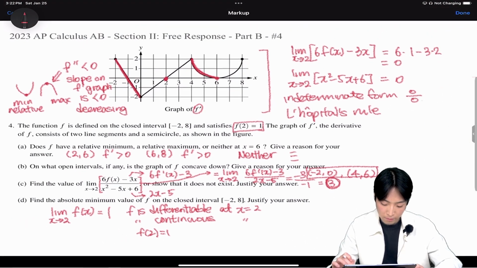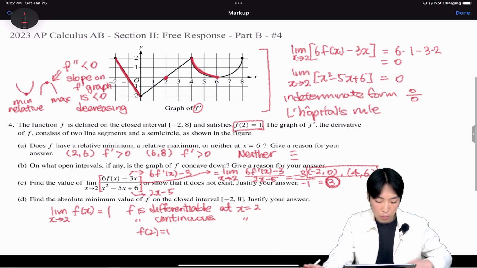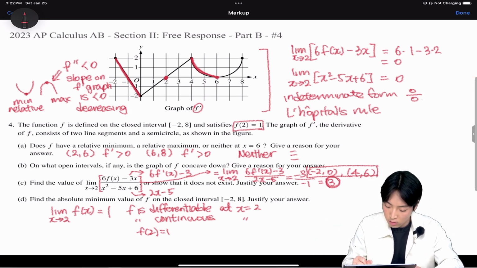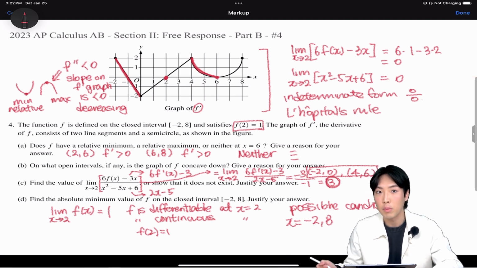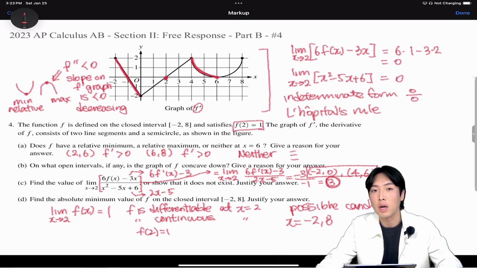D, find the absolute minimum value of f on the closed interval between -2 and 8 and justify your answer. So we are interested in the absolute minimum value. And the possible candidates for these points is our endpoints, so let's list our possible candidates. Candidates is when our x is endpoints, so like -2 and 8, and all the possibly relative maximum or minimums in between, which is when our f prime is 0.